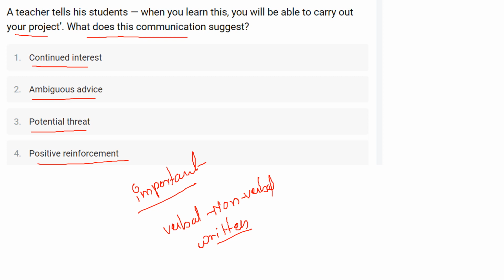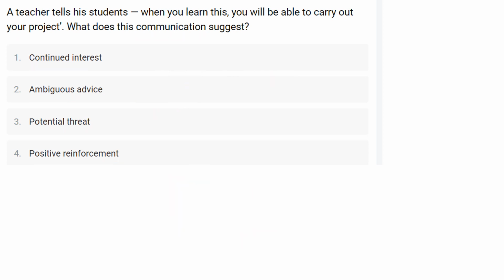And there are various purposes of communication in the classroom teaching-learning process. Here in the given question, the statement that the teacher said is an ambiguous advice. Ambiguous means something that is not clear, or the statement can have more than one interpretation in the classroom. So the correct answer for this question will be option number 2, ambiguous advice.